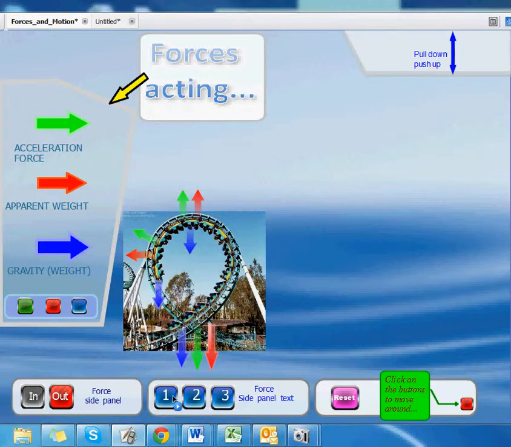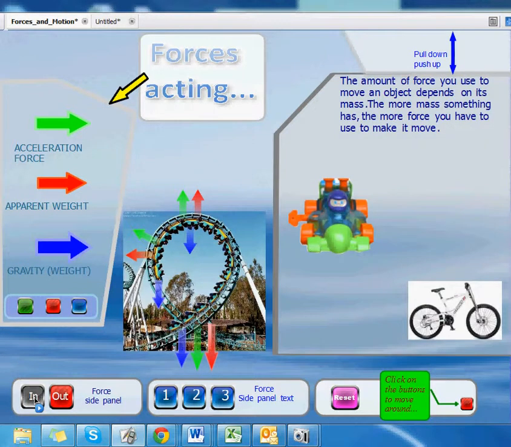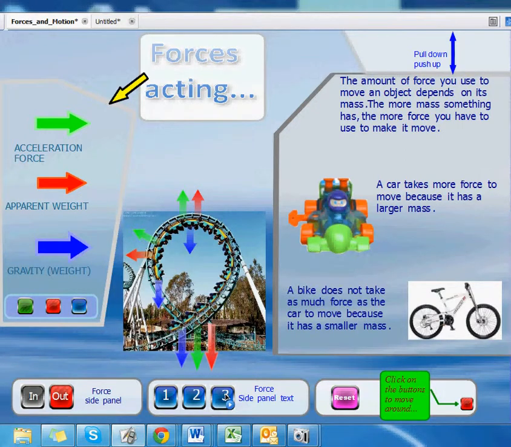We take a look at a couple items here. We notice that the amount of force you use to move an object depends on the mass. The more mass something has, the more force you have to use to make it move. When we take a look at the car, a car takes more force to move because it has a larger mass. And then the bike does not take as much force as the car to move because it has a smaller mass.